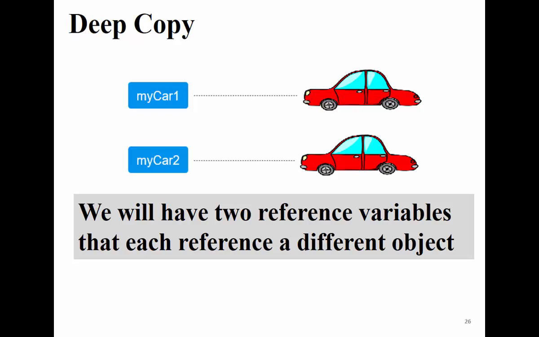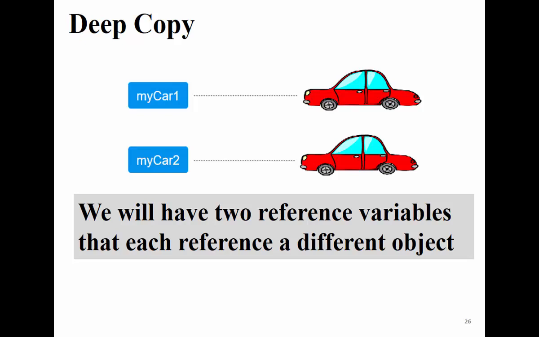Okay. The deep copy gives you another copy of the object. So now we have mycar1 and mycar2. The value for the reference of mycar1 is different from the value for mycar2 because now we create a copy of the object.